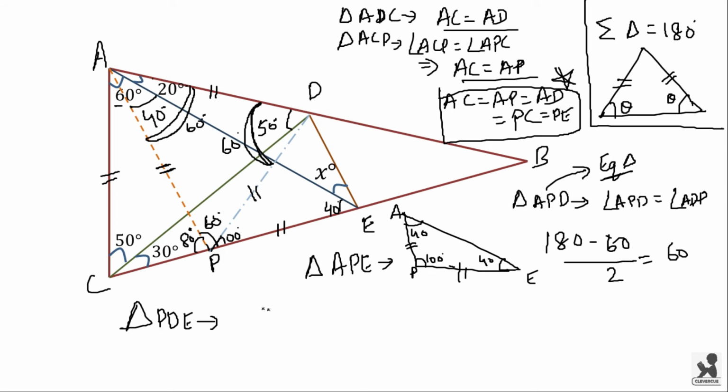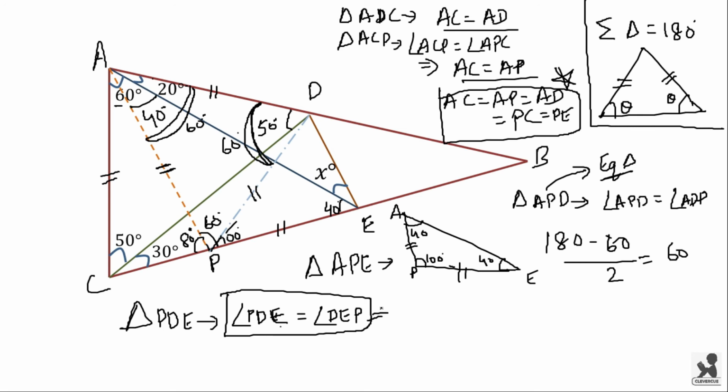So from this we can conclude our question. See, in triangle PDE, the lines PD and PE are equal. So this is an isosceles triangle. And now angle PDE will be equal to angle DEP, because this is an isosceles triangle and PD is equal to PE. So their corresponding angles, that is angle PDE and angle DEP, will be equal.